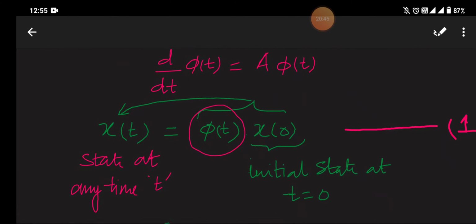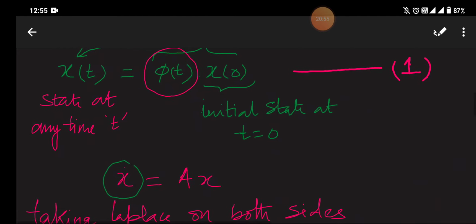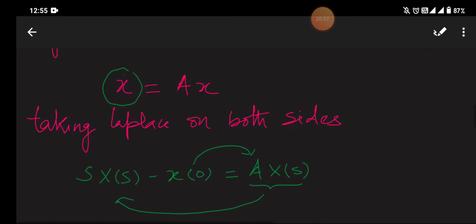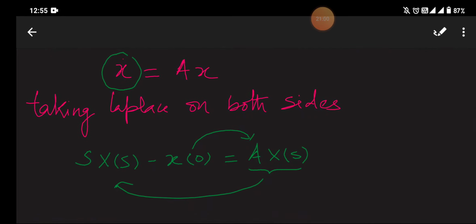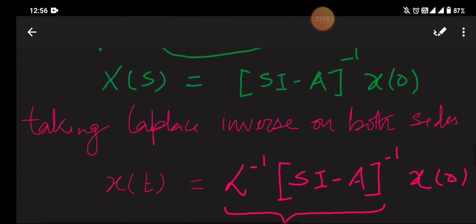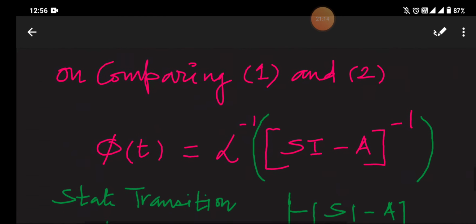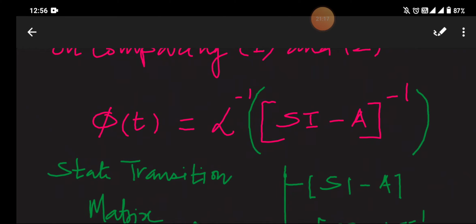Now for equation number 1, I have assumed that the state at any time t will be equal to state transition matrix phi t multiplied by x0, that is the initial state of the system at t equal to 0. So x dot is equal to Ax. This equation we solved using Laplace. Then after solving we came to a conclusion that phi t is equal to Laplace inverse of sI minus A inverse, which is our state transition matrix.